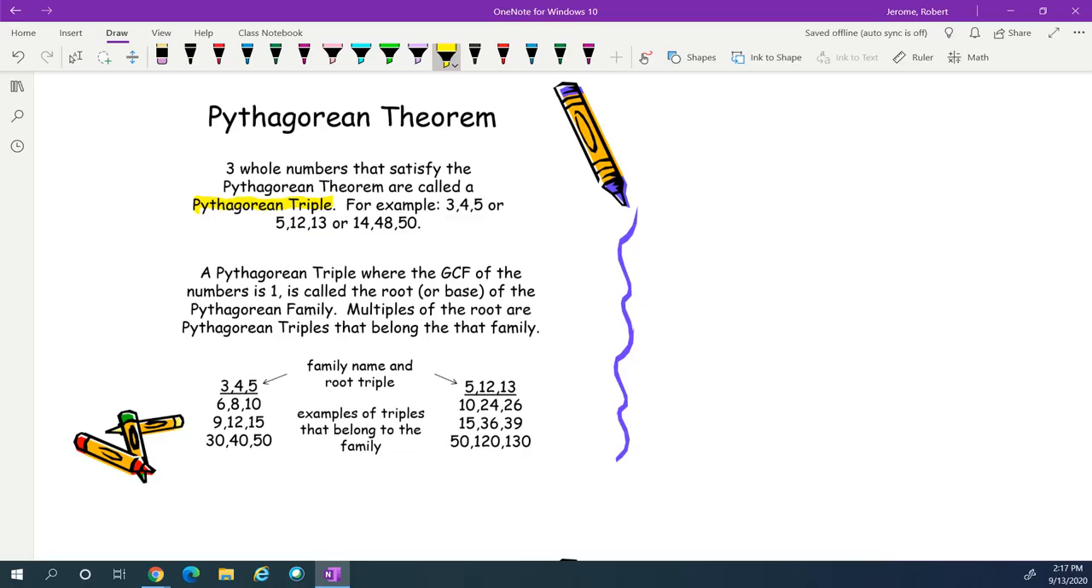And the least common multiple of that is called the family. So at the bottom here on the left, we have something called the 3, 4, 5 family. Multiples of 3, 4, 5 work. So 6, 8, and 10, as we just saw, is a Pythagorean triple that belongs to the 3, 4, 5 family. You don't have to memorize these, but the 2 most popular are 3, 4, 5 and 5, 12, 13.